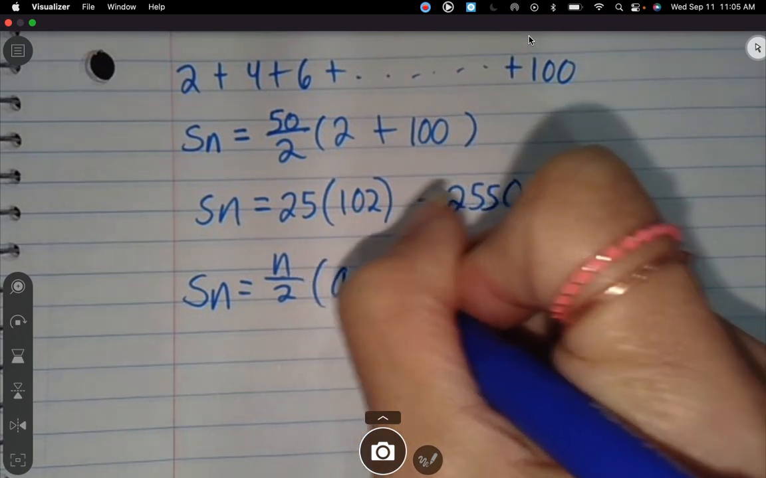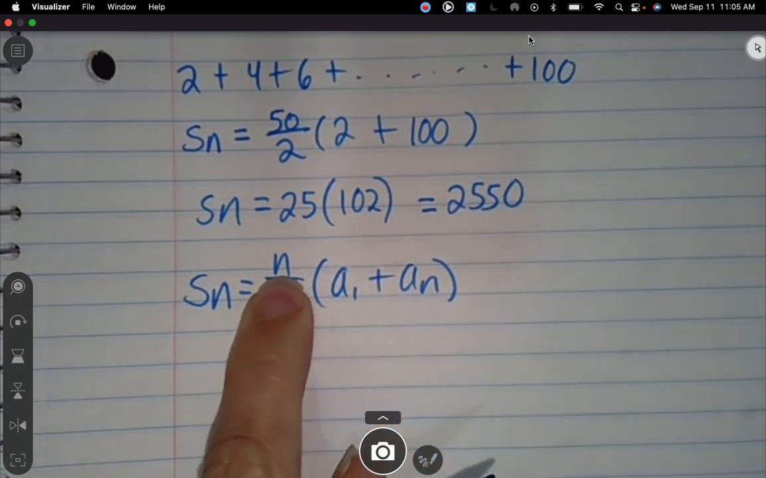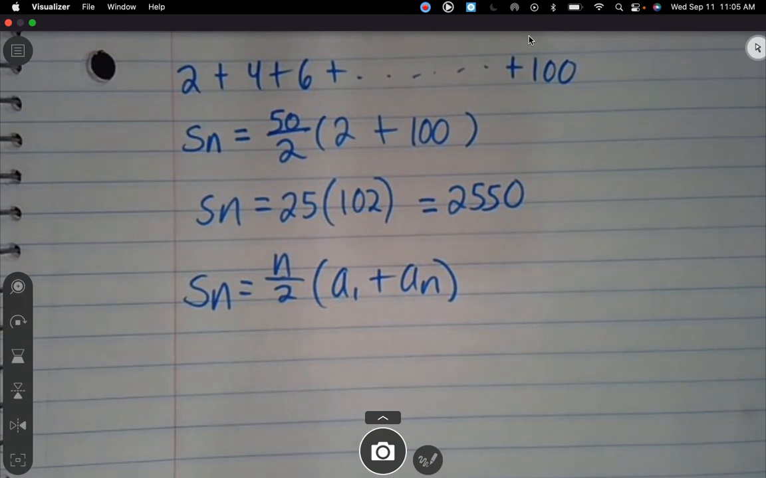So this is the formula: A sub 1 plus A sub n, how many terms, divided by 2, your first and last term. All right, so this is a series. Let's do another one.